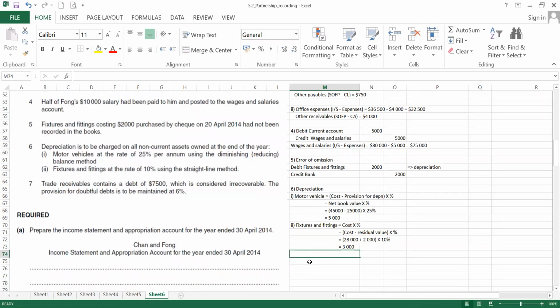Okay, the last one, 7. Trade receivable contain a debt 7,500, which is considered irrecoverable. So irrecoverable debt 7,500. This one later on in your income statement, you will need to recognize as expenses. Okay, provision for doubtful debt to be maintained at 6%.